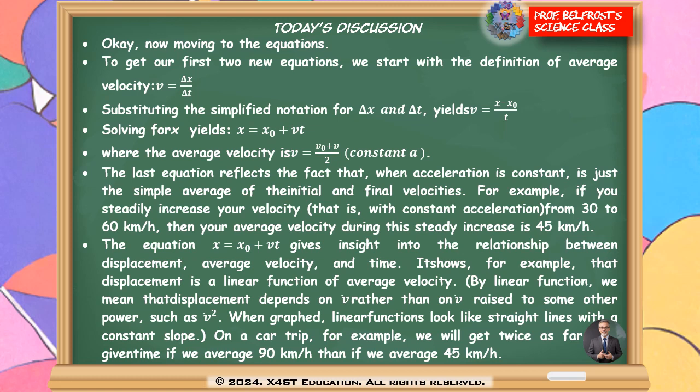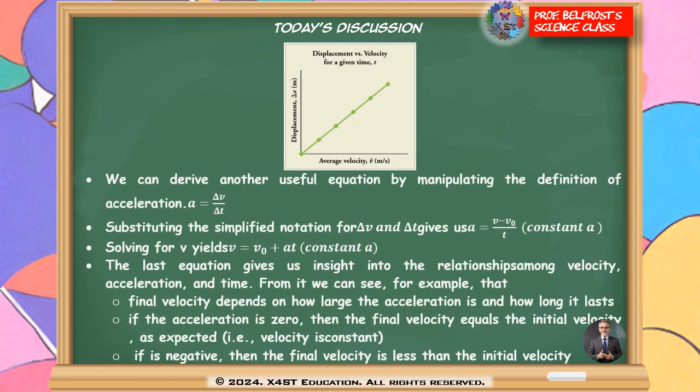The equation x equals x0 plus v bar t also gives you insight into the relationship. It shows, for example, that displacement is a linear function of average velocity. You can also notice that it has a linear relationship with t, because t is not raised to any power. So you will expect that the graph is just a straight line, going up or going down, depending on the gradient.